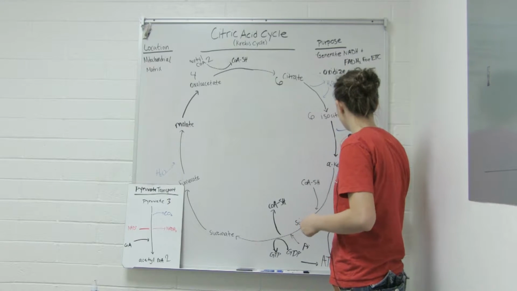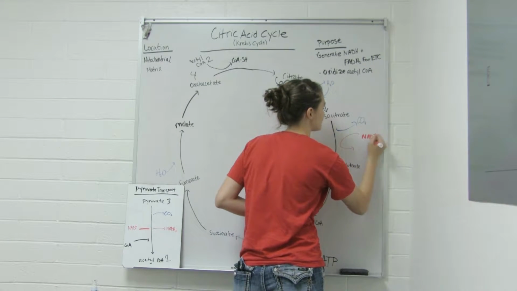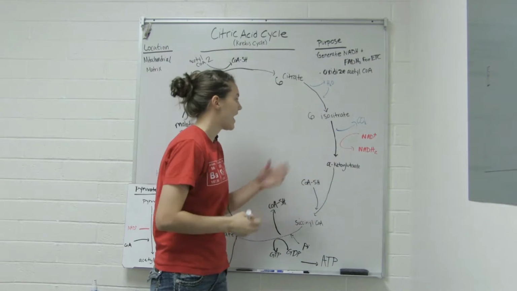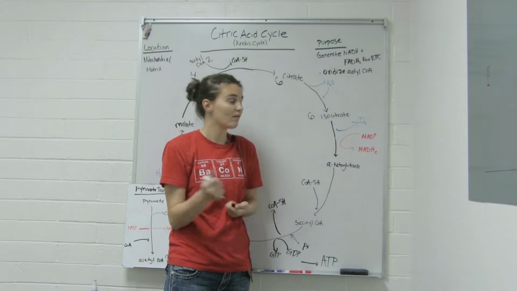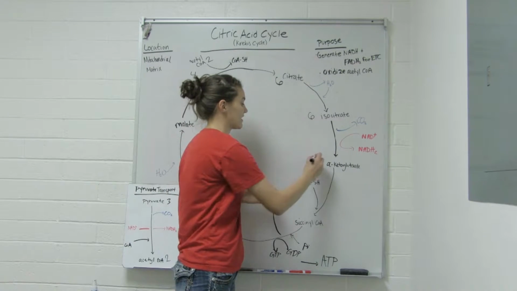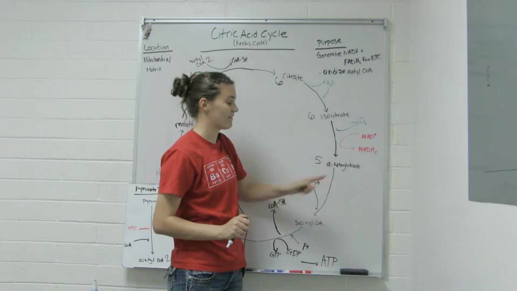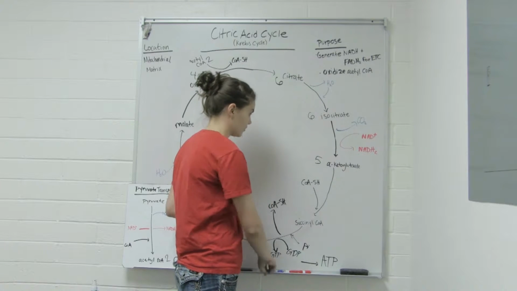and it's also going to change an NAD plus to NADH2. When it does that, it's going to become alpha-ketoglutarate. Because we lost a CO2, alpha-ketoglutarate is going to have 1 less carbon, so it's a 5-carbon molecule.